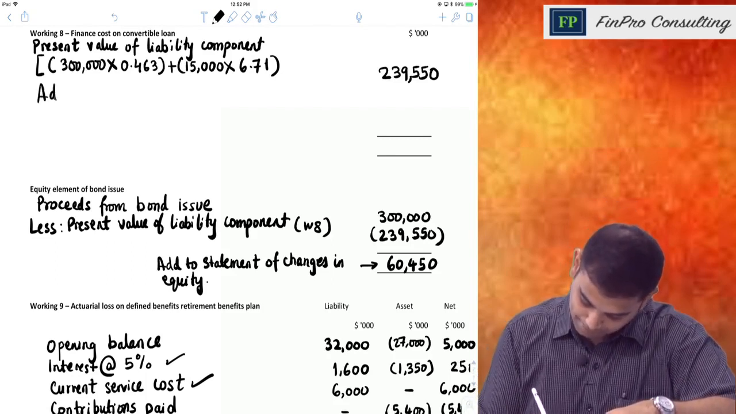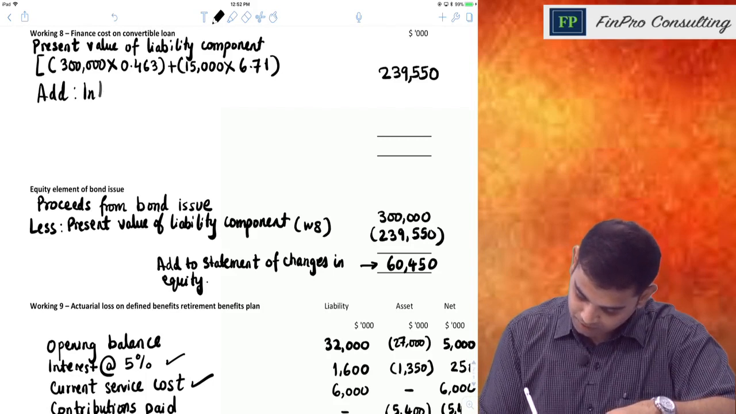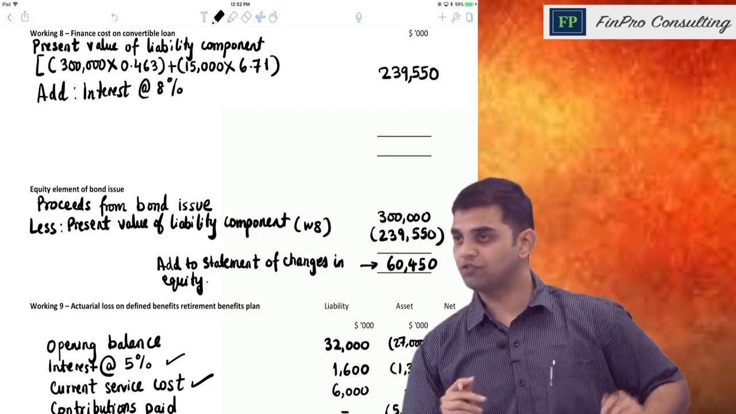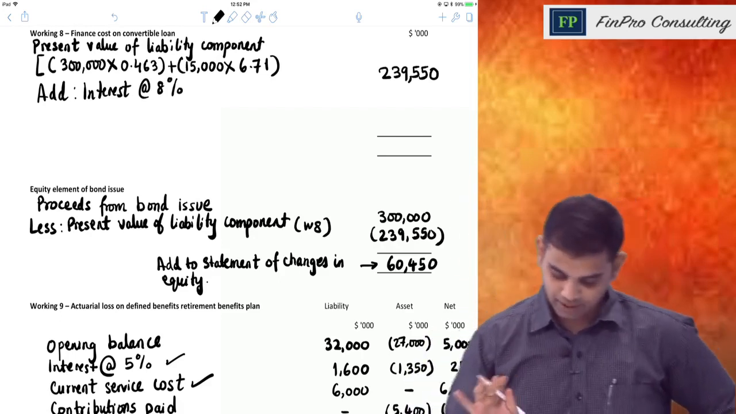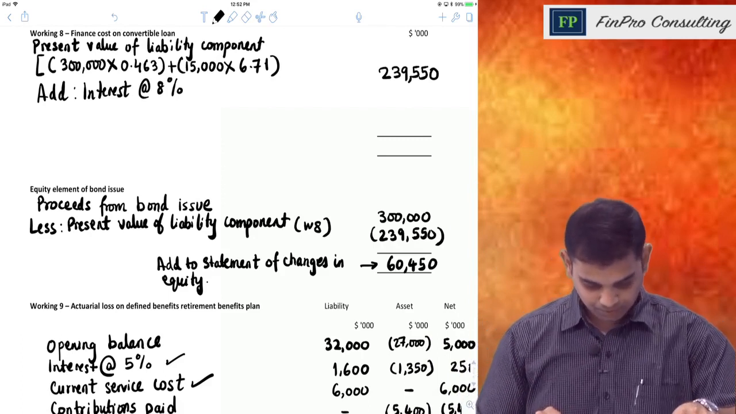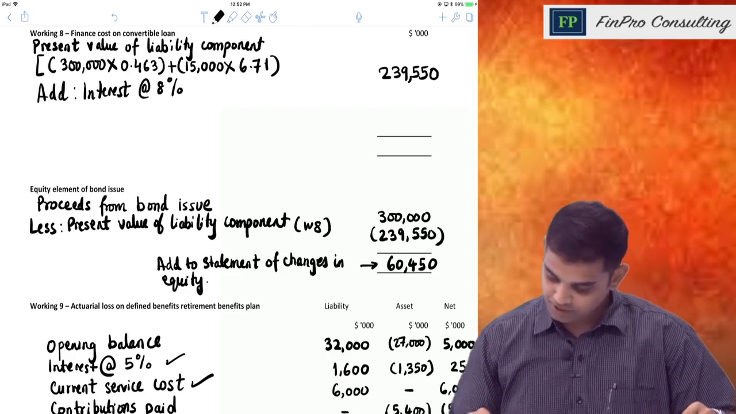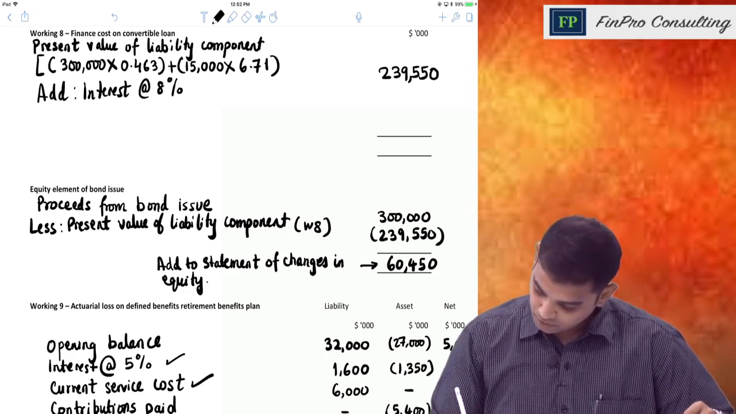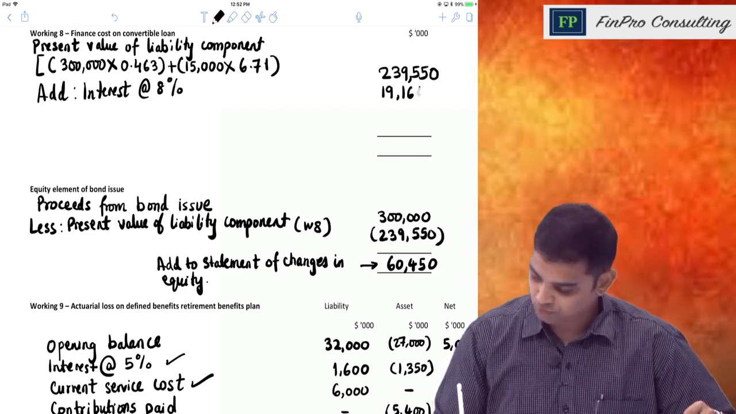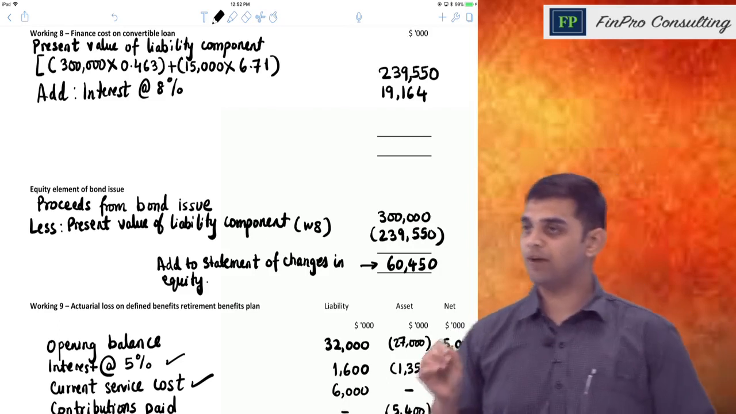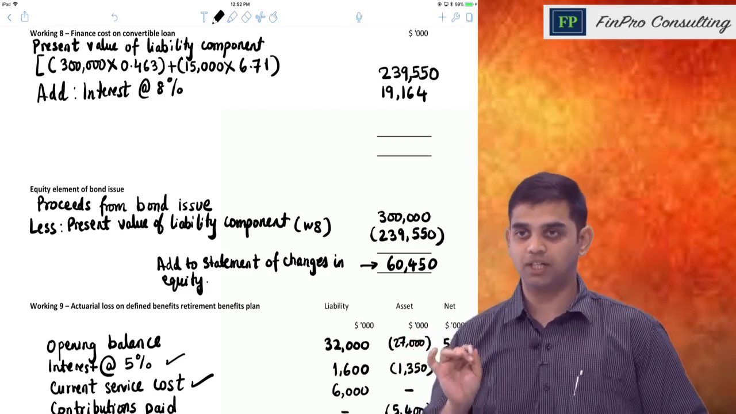So write next, add interest at the rate of 8%. I think the loan is received on the first day of the financial year. So entire 8%. So what is the value? 8% of 239,550, which is 19,164. So 19,164 should have been the correct interest charge.